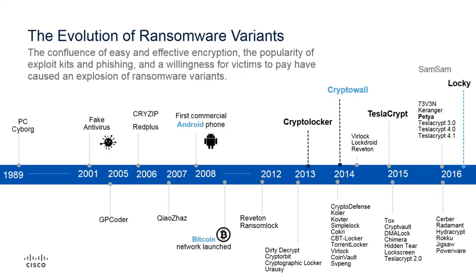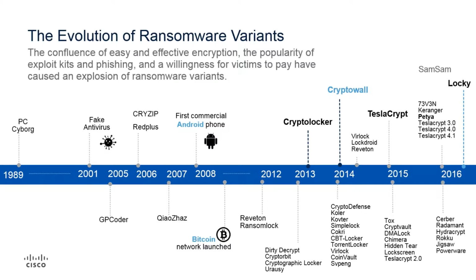Now, ransomware is not a new problem. We first saw an example of this type of attack about 27 years ago with PC Cyborg. But it wasn't really a common problem until late in 2013. It really took off in 2014 with CryptoWall and then Tesla Crypt and hundreds of other variants that have really just exploded in popularity.